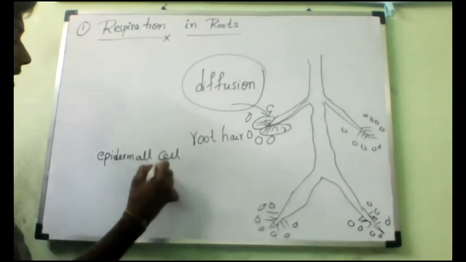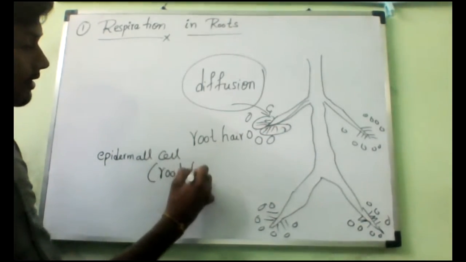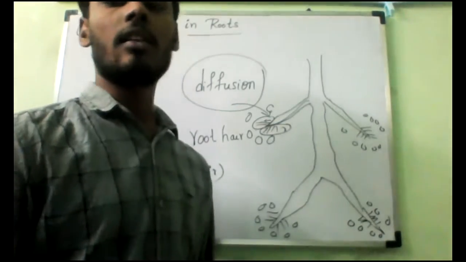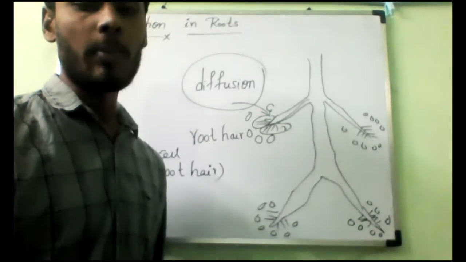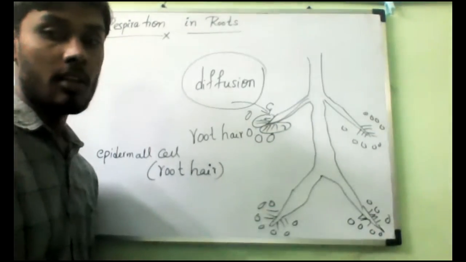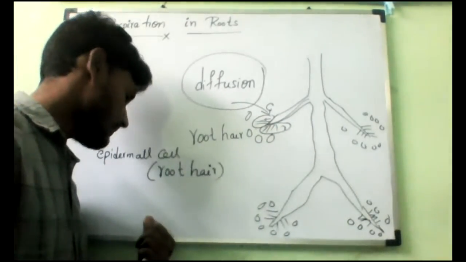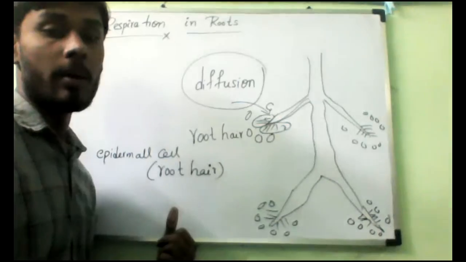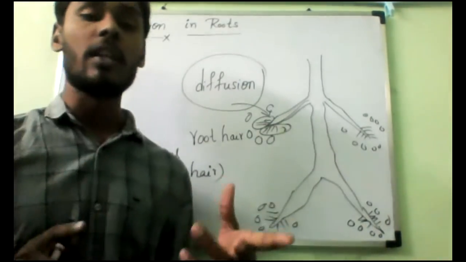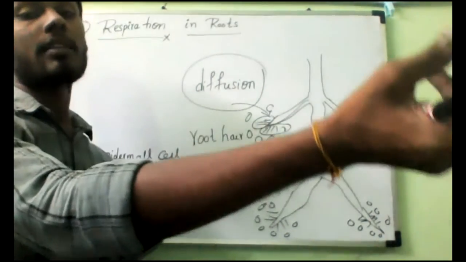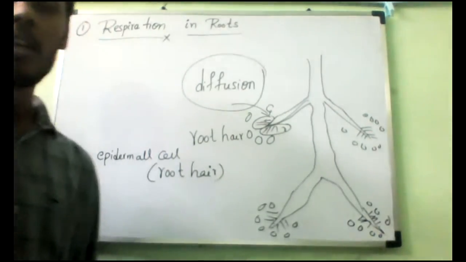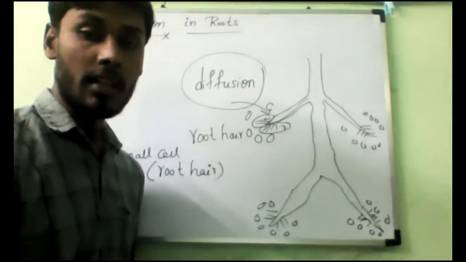So what should we call that? Root hair. Understanding? So who is the carrier of respiratory gases in root diffusion? Root hair. That is what you should remember. So outside oxygen diffuses inside the root cell for respiration. After respiration, carbon dioxide diffuses from inside to outside through only this root hair. Understand? So that is why this is called respiration in roots.